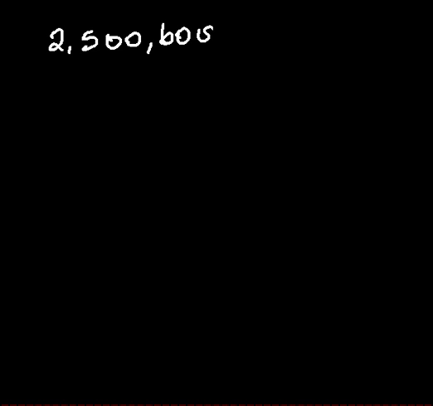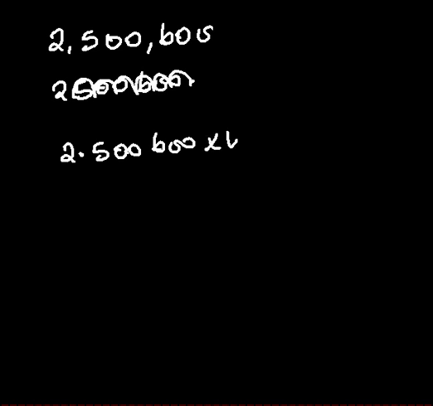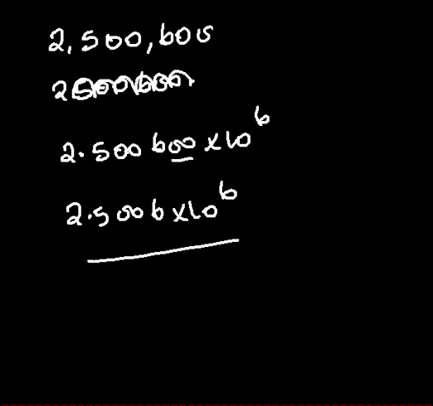The principle remains the same. Having this number, it is the same as 2,500,600 point. We have to displace about 6 steps. Therefore, we have it as 2.500600 times 10 to the power positive 6. So that's how we can have it. Since the zeros are at the end, this is the same as 2.5006 times 10 to the power positive 6. So that is the number in scientific notation.